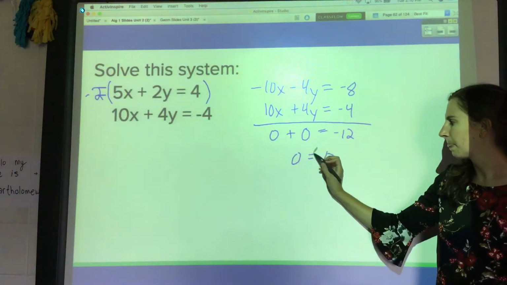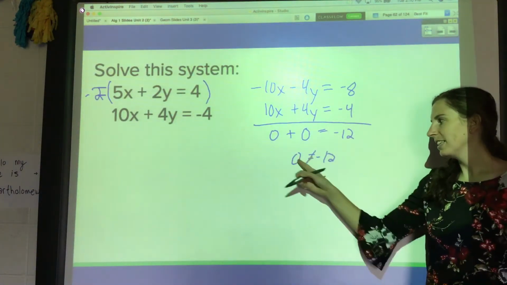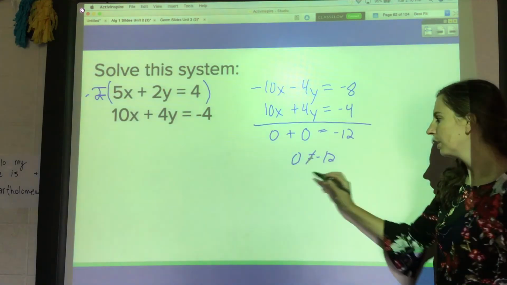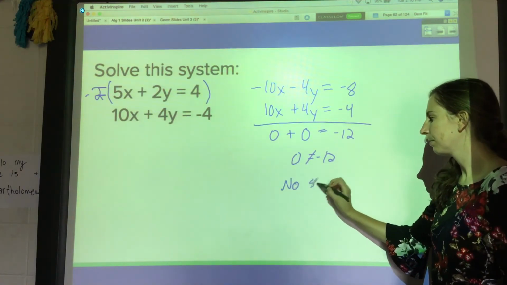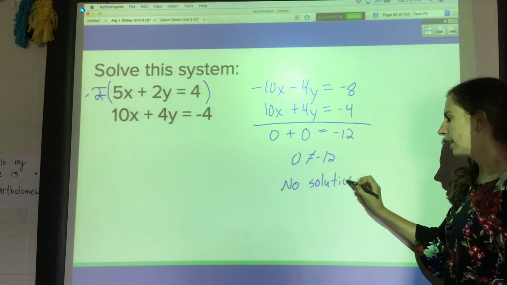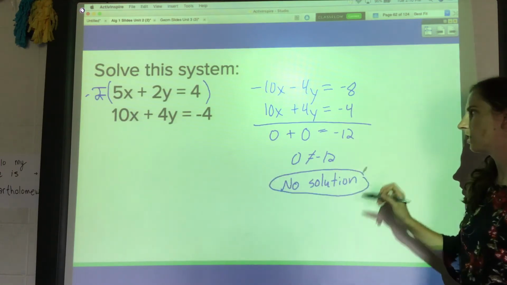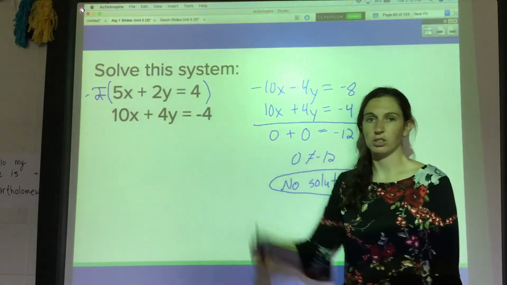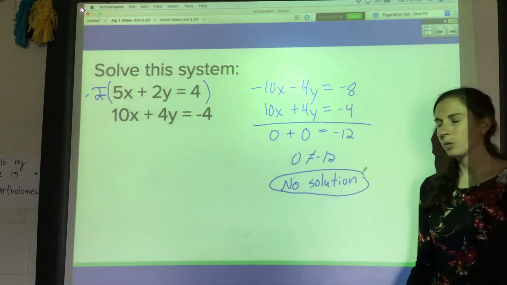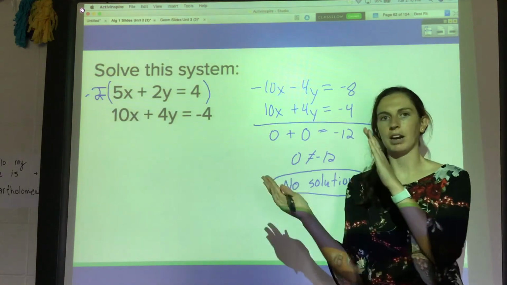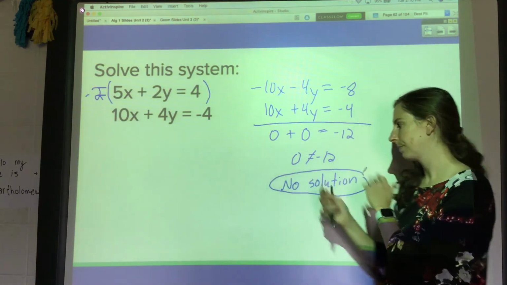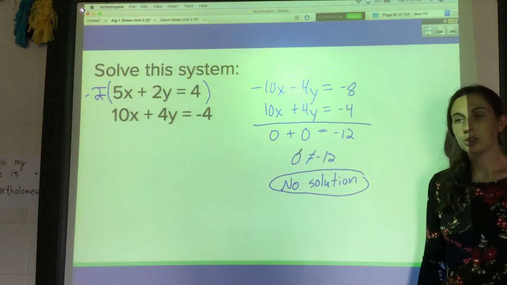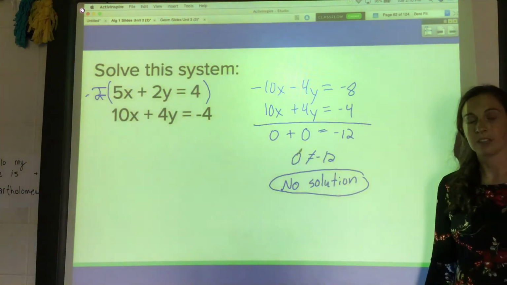No, definitely not. This is not true, and if you ever get to something that just isn't true, there is no solution. This means there actually was no x and y combo that would make both equations true. It's just not possible. This would be one of those scenarios where the lines are parallel and they never actually touch. So if you ever get down to something that is not true at all, there's no solution.